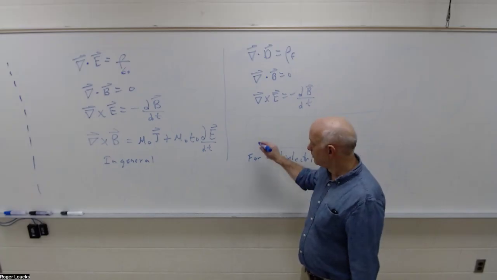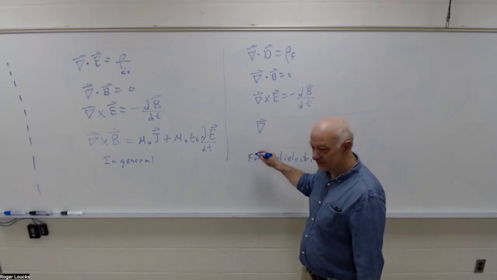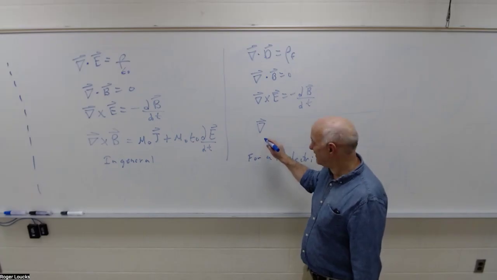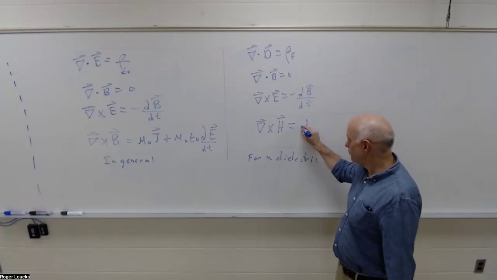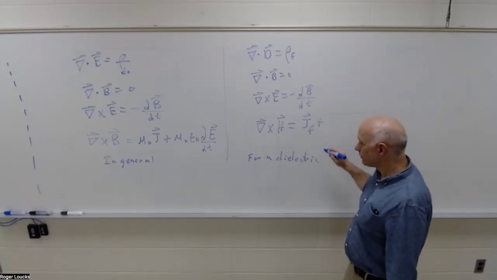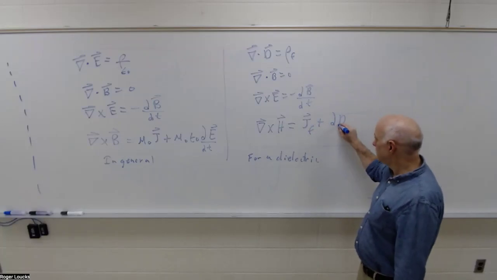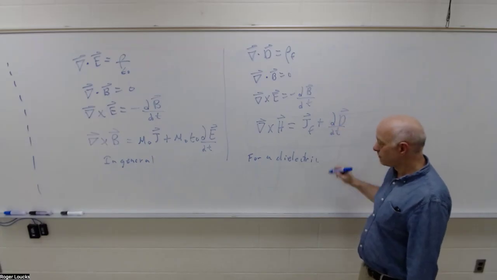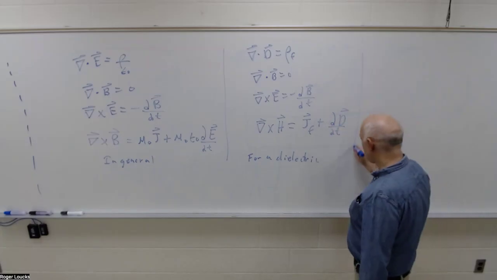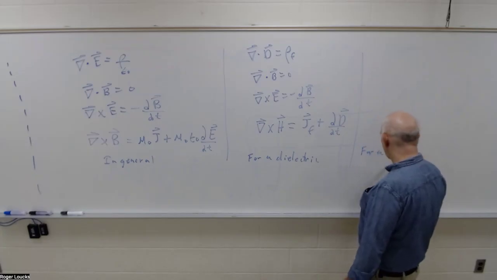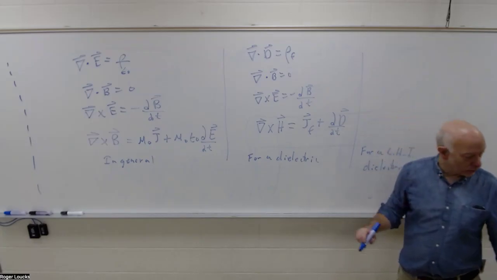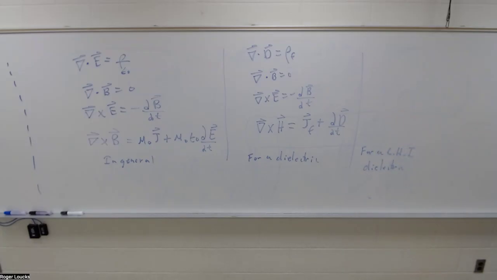Very interesting. I think we just wrote that. Tell me what it is. The curl of H was J free plus partial of D with respect to t. Okay. Now we can say for a linear homogeneous isotropic dielectric. How am I doing on the board? We are clear and we have room.